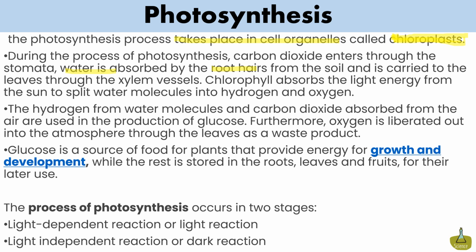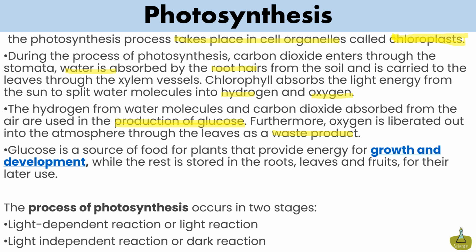Now chlorophyll absorbs the light energy from the sun to split the water molecule into hydrogen and oxygen. The hydrogen from the water molecule and the carbon dioxide absorbed from the air are used in the production of glucose, which is the main purpose of photosynthesis, and the oxygen is liberated out into the atmosphere through the leaf as a waste product, or we can say as a byproduct. Glucose is a source of food for plants which provides energy for growth and development, while the rest is stored in the roots, leaves, and fruits for later use.